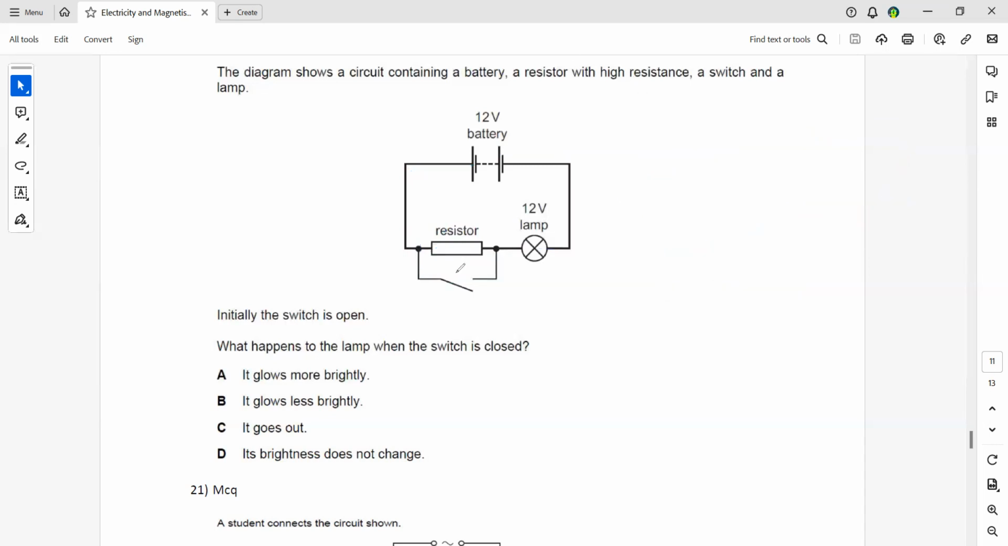But when we close it, we have only a switch here, no other component. So all the current will flow through the switch and there is no current in the resistor. So the resistor won't be a part of the circuit, and this circuit is known as a short circuit. When we have a short circuit, all the energy is received by the lamp. So as a result, this lamp will glow brightly.